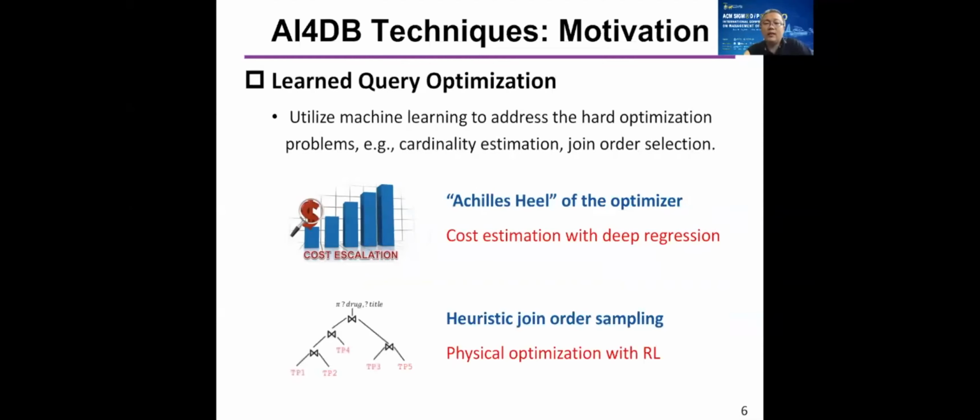And the second one is join order selection. For example, given 10 tables, there are billions of possible orders to join the tables. So it's very important to get a better join order. If we want to explore every possible join order and then select the best one, it will take lots of time.